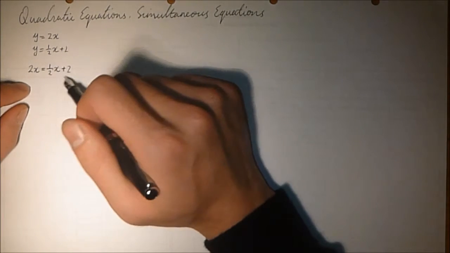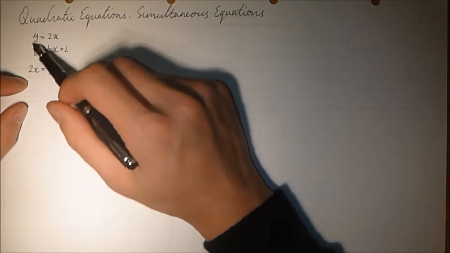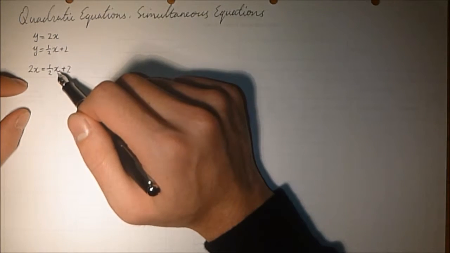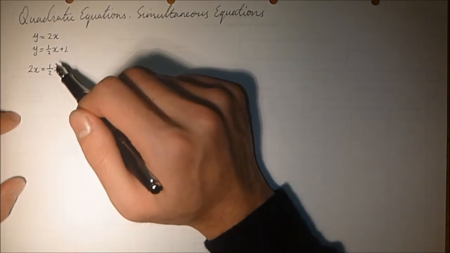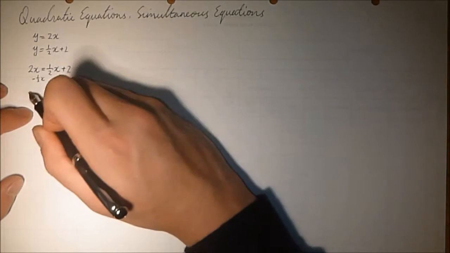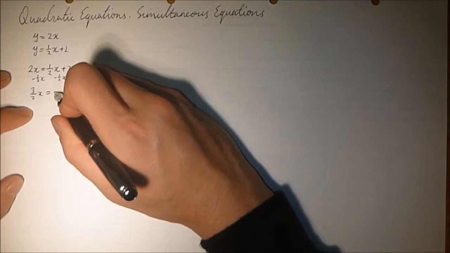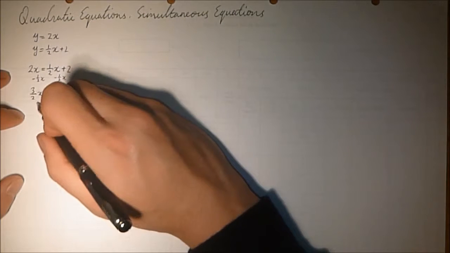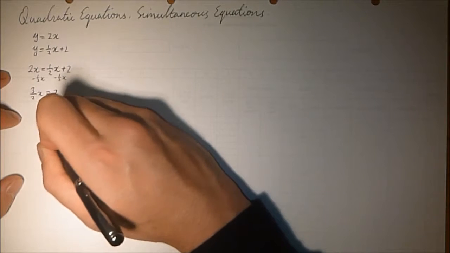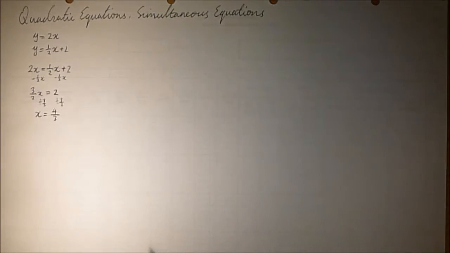So now, once we have this, we have essentially eliminated one of the pronumerals, which is y, and we only have x left. And with this part, we can just solve it as per usual. So we subtract half x from both sides, and we end up with 3 over 2 x equals 2. And once again we divide by 3 over 2 on both sides, and we end up with x equals 4 over 3. So this is the x value.